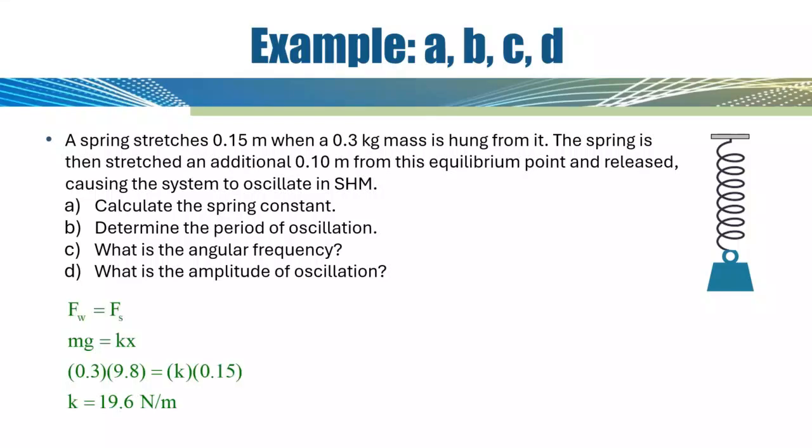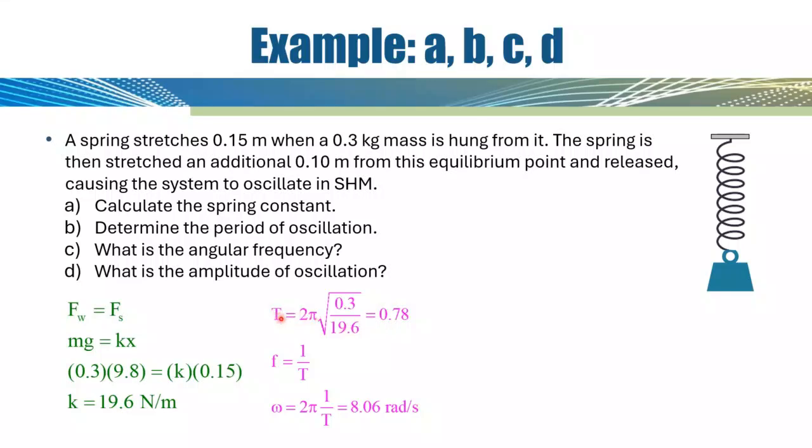So letter A, to find the spring constant, that hanging down mass is causing the restoring force. So 0.3 times 9.8 equals kx, and we find out that the spring constant is 19.6 newtons per meter. Determine the period of oscillation. We can find the period of oscillation from the period equation, where T equals 2 pi times the square root of m over k, and the mass is 0.3, k is 19.6, and we find out that the period is 0.78 seconds.